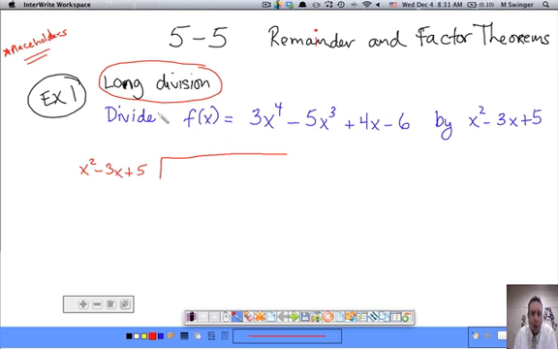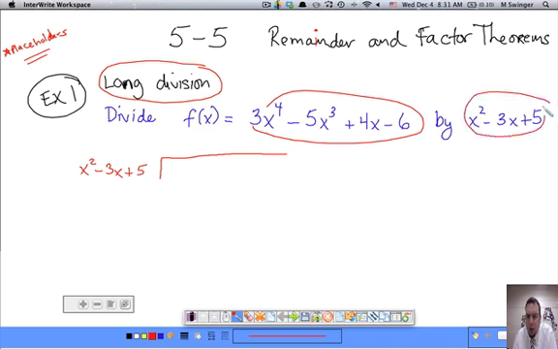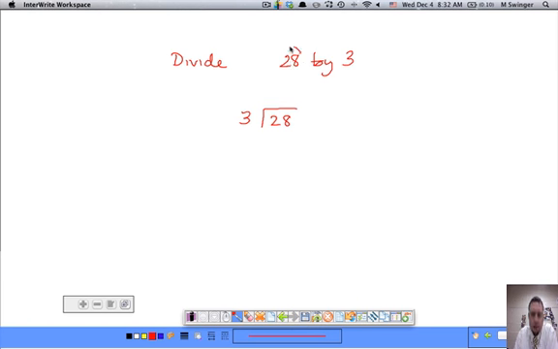So, here we go. Divide this long polynomial by this thing right here, x squared minus 3x plus 5. Now this looks pretty complicated, but it's not that bad. Let me take you to an easier question that you learned a long time ago. Okay, let's divide 28 by 3. You take this number and put it outside this bracket, right? And then you take this number and put it inside the bracket.